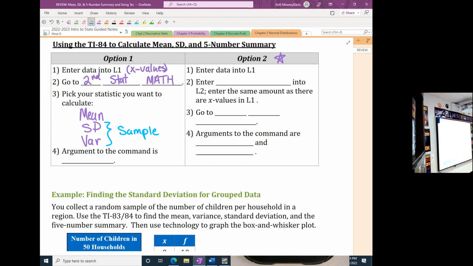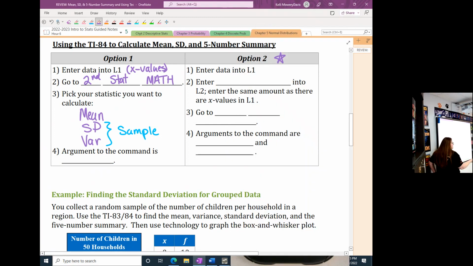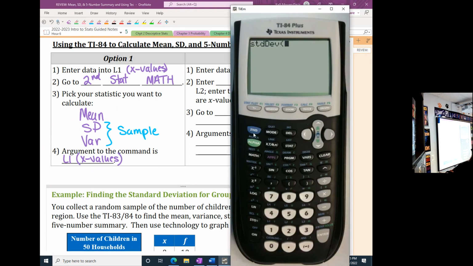All right, so I'm just going to look at the standard deviation on this one. On mine, standard deviation is number 7. It's probably number 7 on most of yours. It expects an argument. That's why it opens up a parenthesis. What argument it expects is the X values. Where are my X values stored? L1. Those are the X values. So we're going to put L1 into there and hit enter. .14 standard deviation. Didn't have to go through all those calculations. I did have to enter my data in.